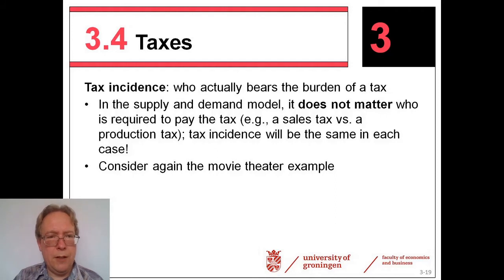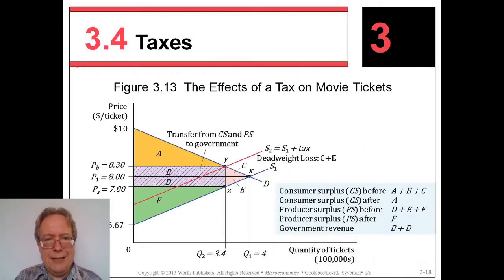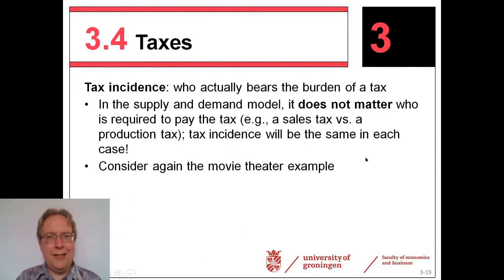Another interesting question. What is very interesting in this example is, as you can see, before the tax was imposed, the equilibrium price of movie tickets was $8. After the tax, it was $8.30. So prices go up by 30 cents. But that's interesting since the tax was 50 cents, right? So in other words, the moviegoers end up paying 30 cents of the tax, and the producers end up paying the remaining 20 cents, right? So that's what we call tax incidence.